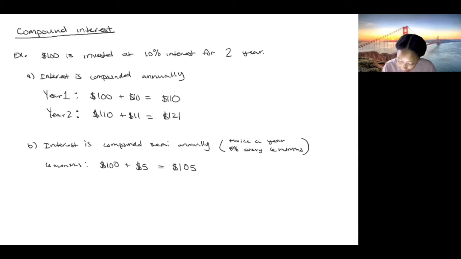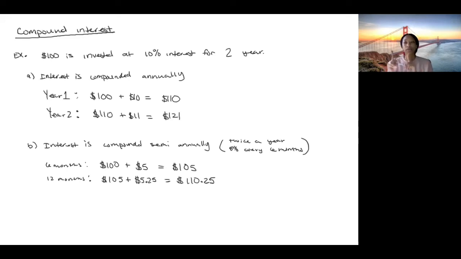Then going into the second 6 months, so after 12 months or after 1 year, you're going into this with $105, and then we earn 5%, I'm sorry, of $105. So you can calculate that. 105 times 1.05. I'm sorry, I calculated something that I didn't want to calculate. 105 times 0.05. That's $5.25. So we end up with $110.25.